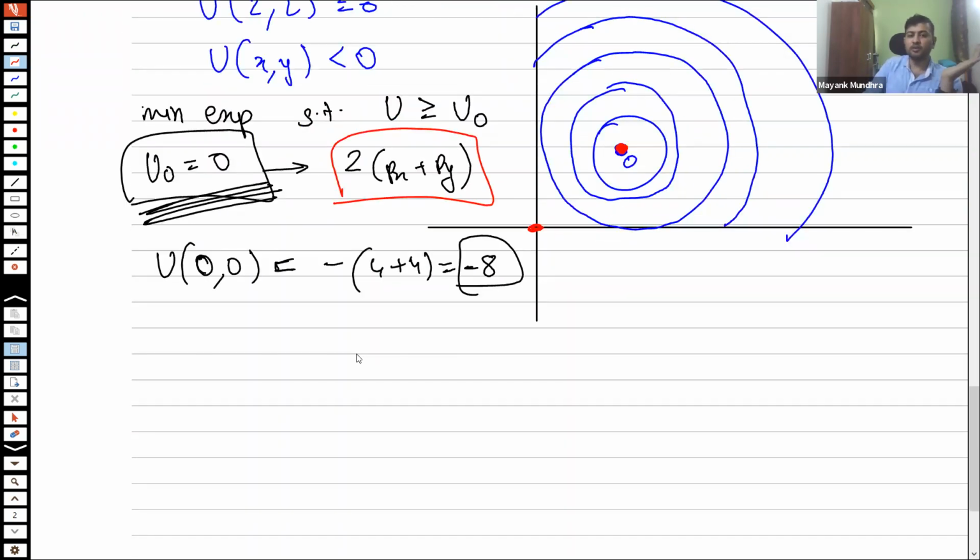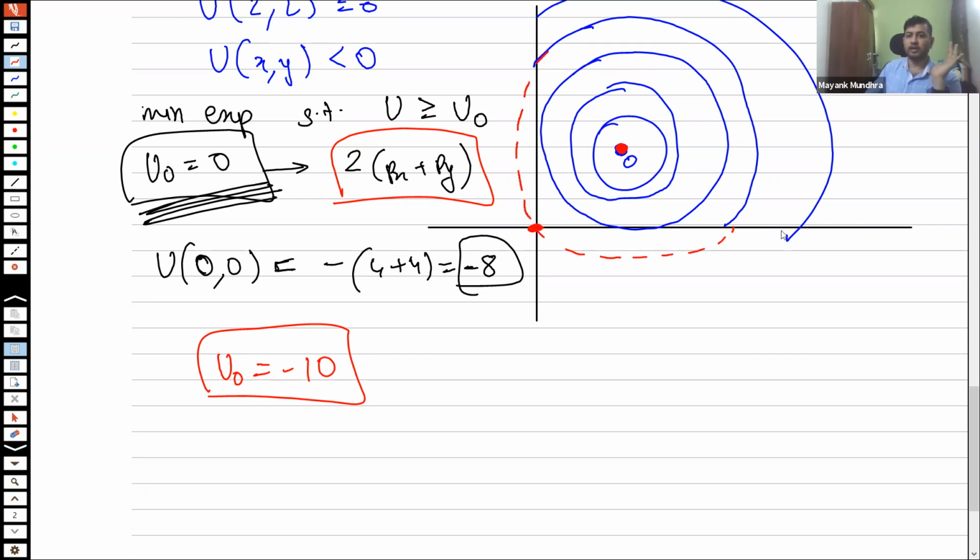Okay, so if my u naught is less than -8, suppose u naught is equal to -10. Suppose I have to reach a level of utility minimum -10. So you have to go back to the definition now. Suppose this is the indifference curve corresponding to -8, and this is the indifference curve corresponding to -10. Now, without any expenditure, you can reach -8, which is higher than -10. So why would you even spend anything or do anything other than that? You're saying that without spending anything, I'm at -8, which is greater than -10.